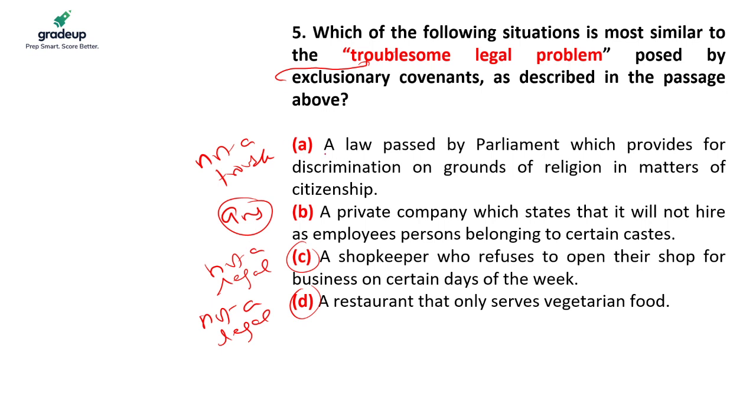These are ensured by the Constitution. If the Constitution itself adopts a rule, a law passed by the government which provides discrimination on certain grounds, if the Constitution itself allows a discrimination, then the courts have nothing to do. They can just interpret the law as it is passed. Then a private company which states that it will not hire employees, here the problem will be between the government and the private company. The country has its own constitution and the company has its own contract. And in the middle falls the discriminatory ground. That will be a troublesome legal problem.